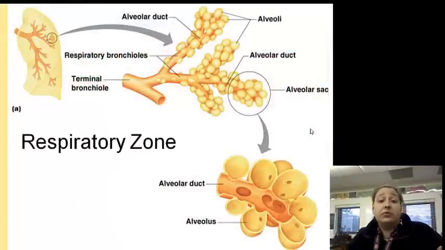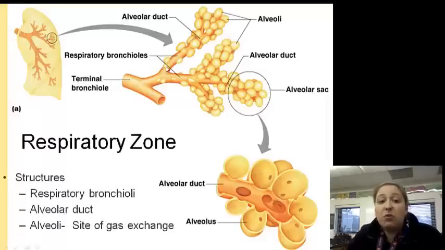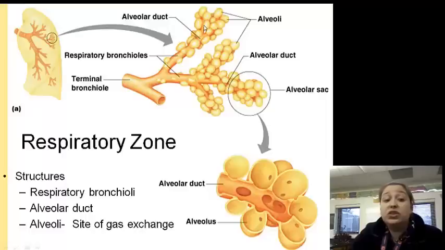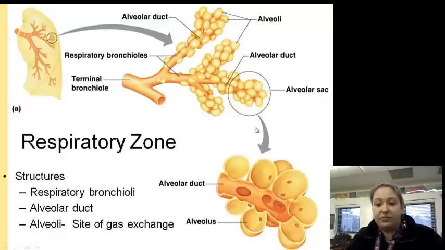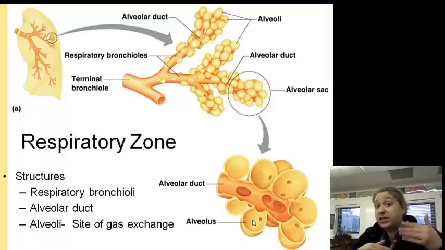So, the respiratory zone. Once we get to those terminal bronchi here, we have one more branch into the respiratory bronchioles, and then we branch into our alveolar ducts that have our alveoli on them. The alveoli are these sacs where exchange of gas occurs, where we actually transfer oxygen from the outside environment into the blood, and the carbon dioxide from the blood back into the lungs so that we can breathe it out.